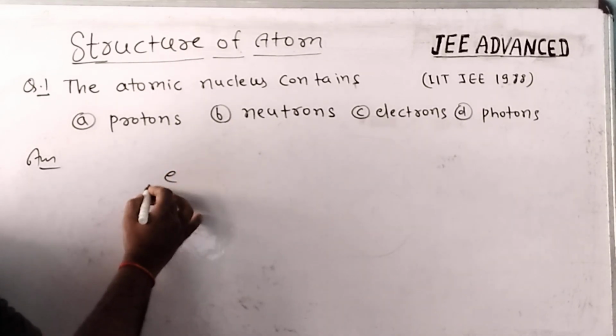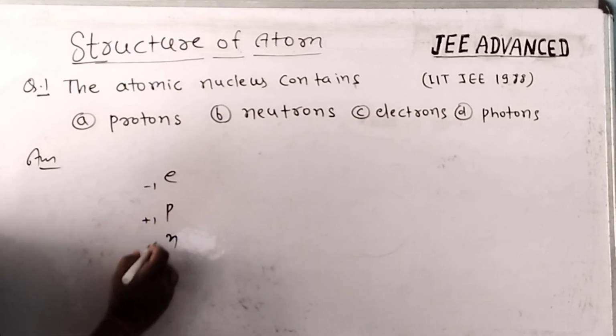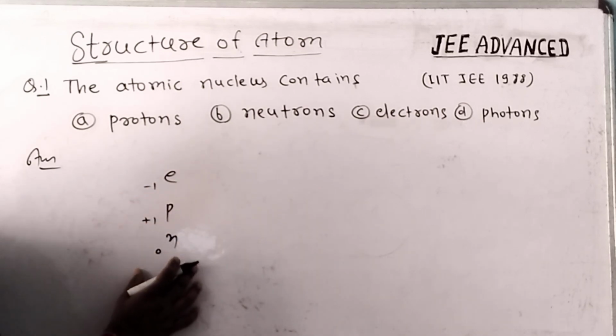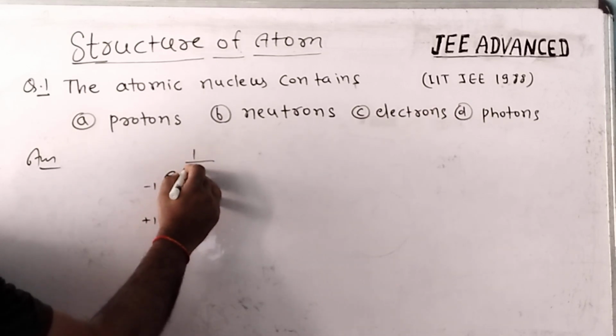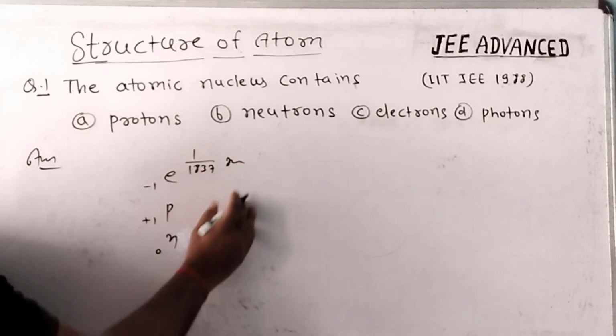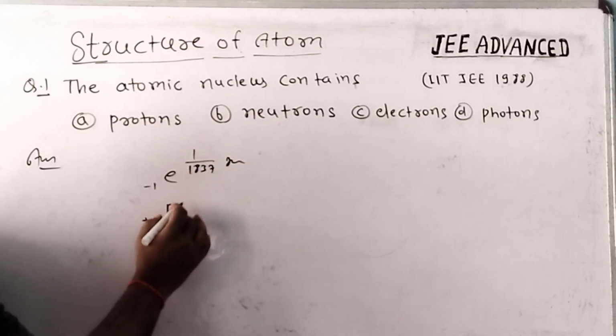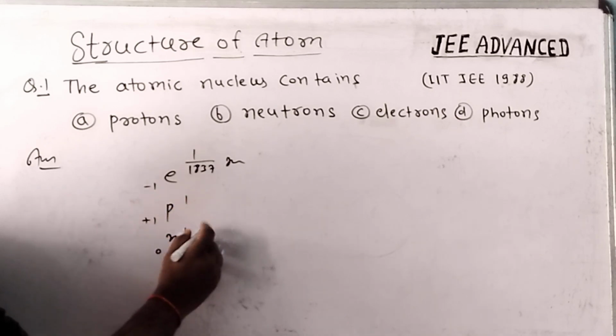Electron is a negatively charged particle having a single negative charge, proton has a single positive charge, and neutron has no charge. Now the relative mass of electron is 1 by 1837 gram. Okay. Now the relative mass of proton is approximately 1 gram and neutron is also 1 gram.